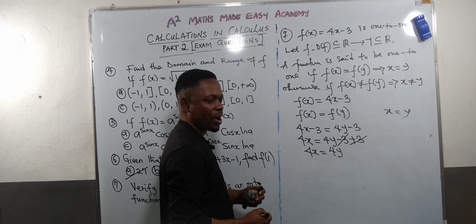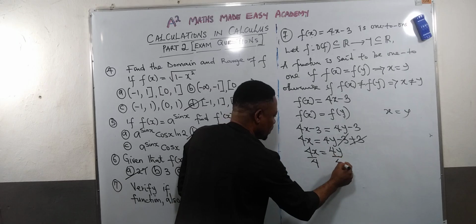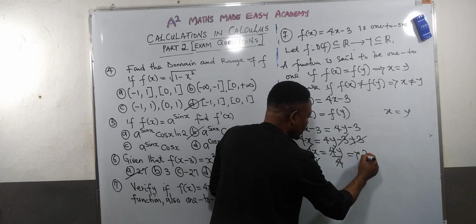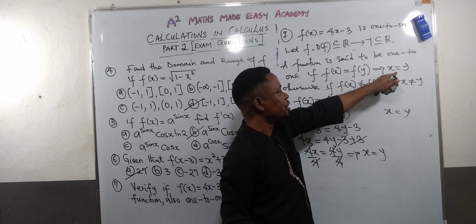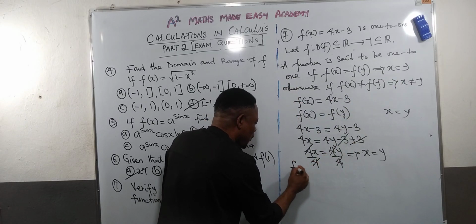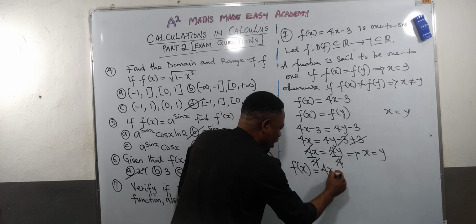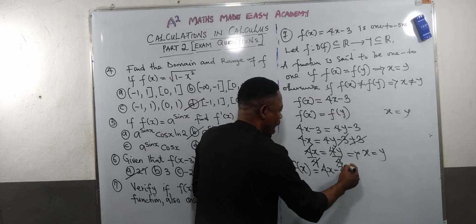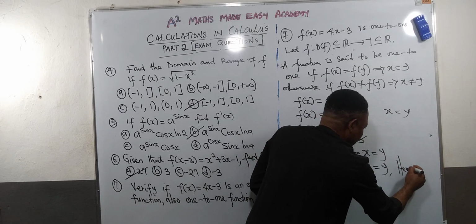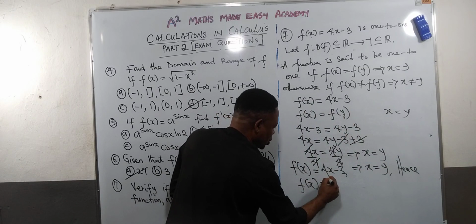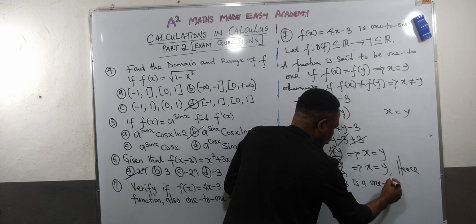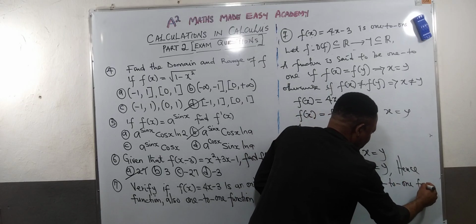So what do you think will happen here? Divide this by 4. Divide this by 4. 4 will cancel 4. 4 will cancel 4. And this implies that x is equal to y. Does it prove the concept? Yes. Now, since f of x is 4x minus 3 and it implies that x is equal to y, we can now say that hence f of x, which is equal to 4x minus 3, is a one-to-one function. Have I made myself clear?